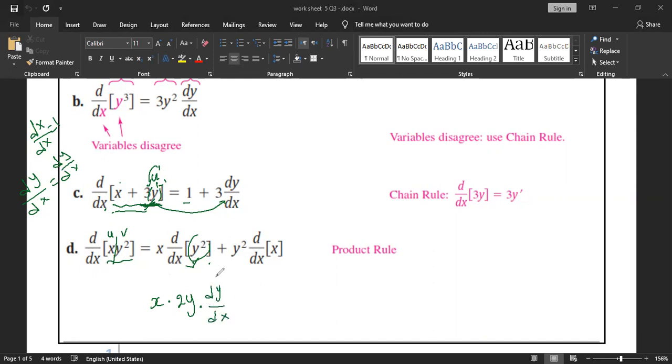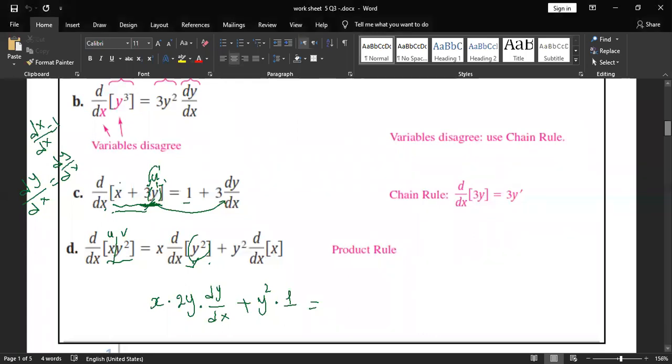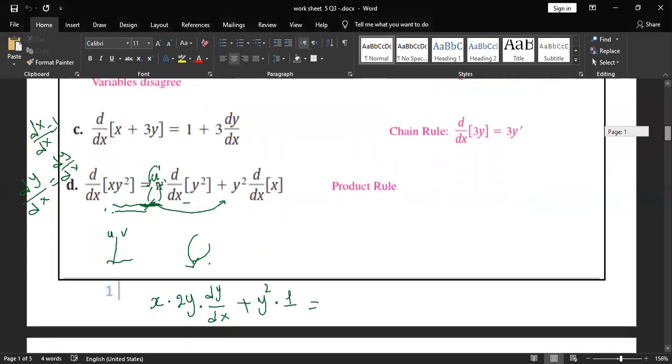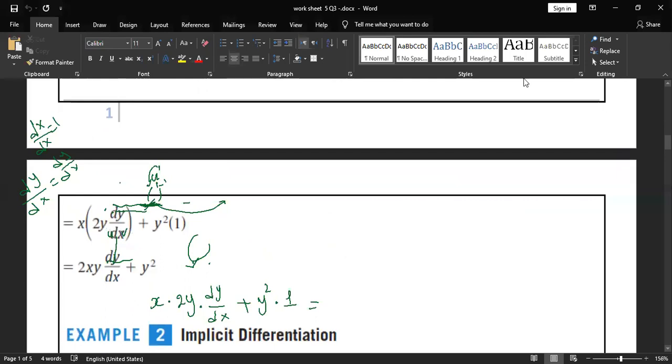I multiply by dy by dx when the variables disagree. Plus y squared, multiply the derivative of x, dx with respect to x. It's so easy, it will be multiply 1. Understand? I hope everyone watches the video many times if you don't understand anything. Okay? So trivial.